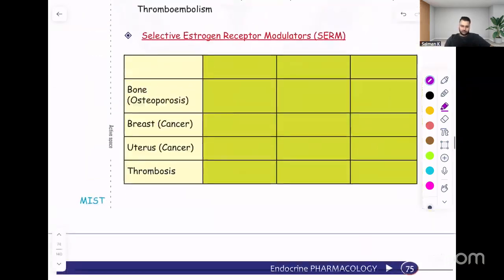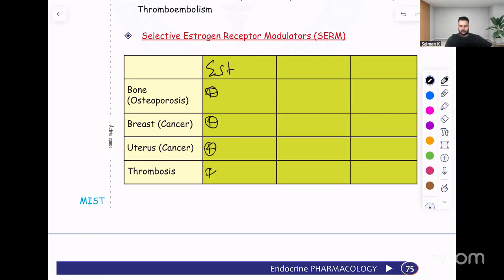Next comes SERMs. What is the story of SERMs that you must keep in mind? When you talk about SERMs, the idea is simply that estrogen works as an agonist everywhere, which is not a good idea. The only good thing that will come from this is treatment of osteoporosis. All the rest will be bad, because breast cancer risk will increase, uterine cancer risk will increase.